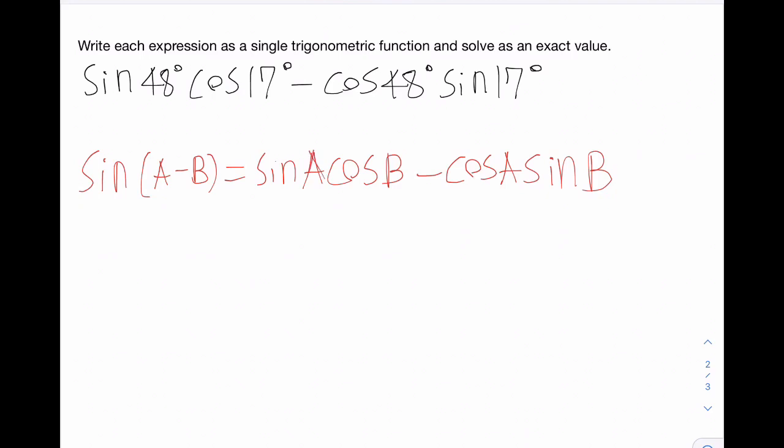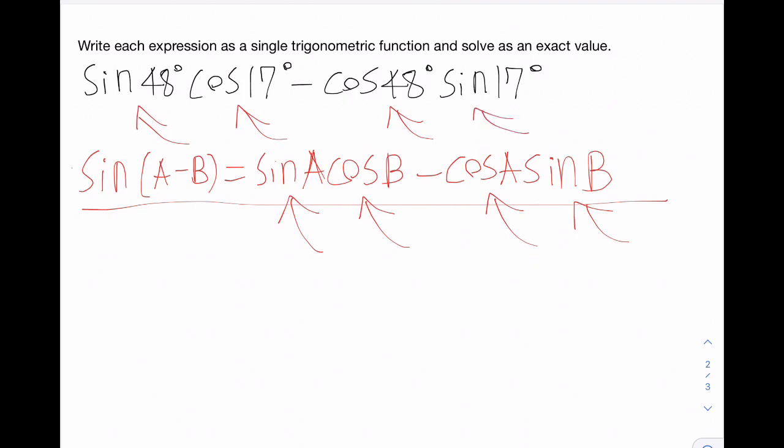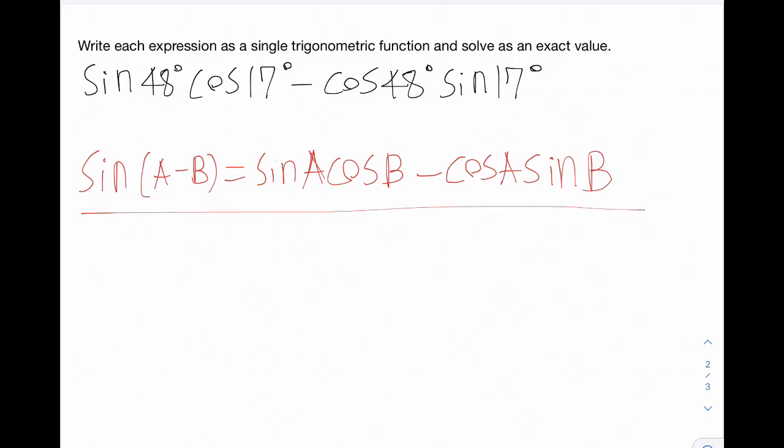Now, this red expression right here has the same formatting as the black equation, because here we have sine, here we have cosine, there's sine here, there's cosine there, here we have cosine, there's cosine, there's sine here, and there's sine here, and the B's here will be 17 degrees, and the A's here will be 48 degrees. So all these guys match up. So that means that we can use this equation here to turn this into a single trigonometric function. So what was our A value? Our A value was 48 degrees and our B value was 17 degrees.